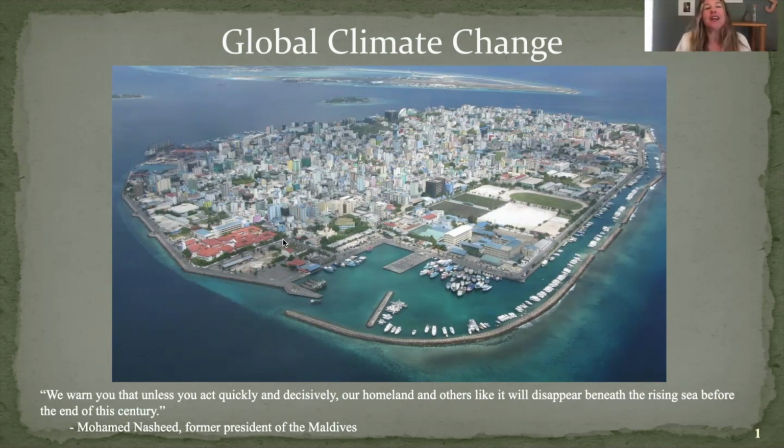Okay, so global climate change. I've been waiting all semester for this. I love this quote: "We warn you that unless you act quickly and decisively, our homeland and others like it will disappear beneath the rising sea before the end of this century." That was spoken less than a decade ago by Mohammed Nasheed, the former president of the Maldives. So where is the Maldives? That's my question to you.